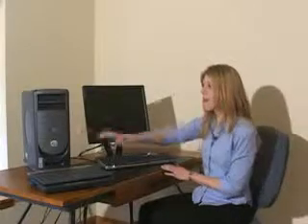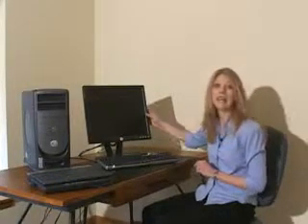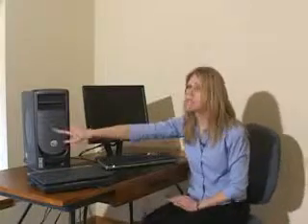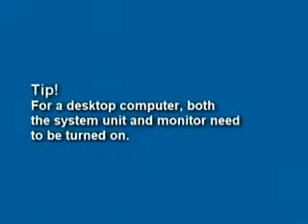You'll notice with a desktop computer, there's a power button here on the system unit and one here on the monitor. The power buttons are independent of each other, and both pieces need to be turned on. The first tip on why your computer screen is black: if you only push the button on the system unit, you're going to have a black screen. The monitor needs power as well, so make sure this button is turned on.